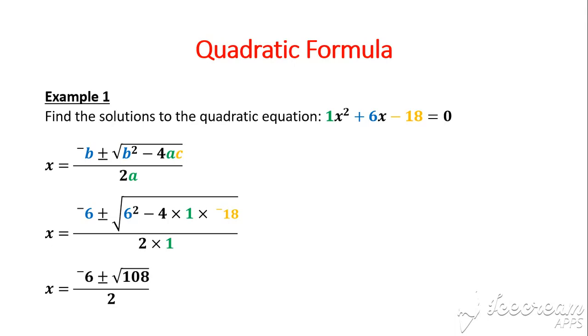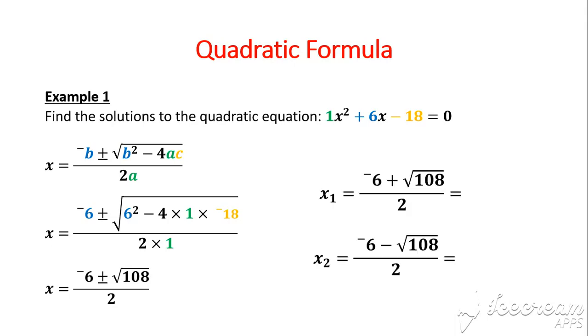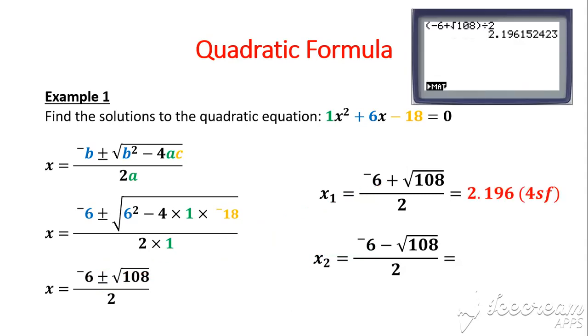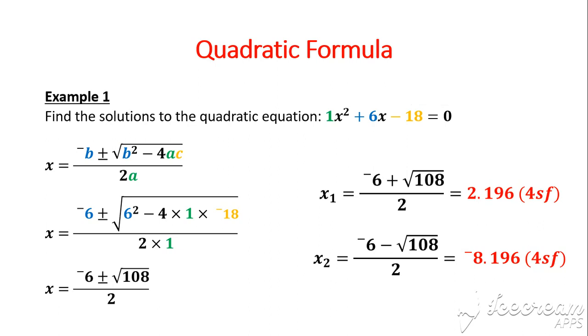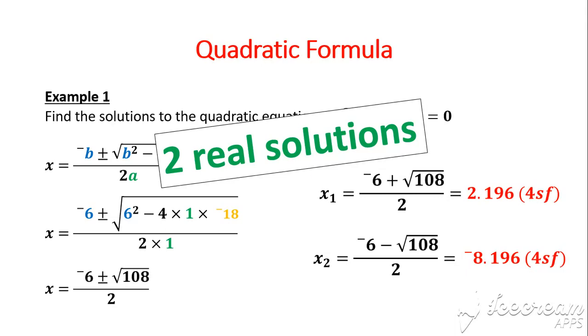Then we work out our two solutions by going negative 6 plus the square root of 108, all divided by 2 for our first solution, and negative 6 minus the square root of 108, all divided by 2 to get our second solution. Right, so our first solution comes out to be 2.196 rounded to 4 significant figures, and our second solution comes out to be negative 8.196 to 4 significant figures. Right, well there are two real solutions, two real roots to this problem.